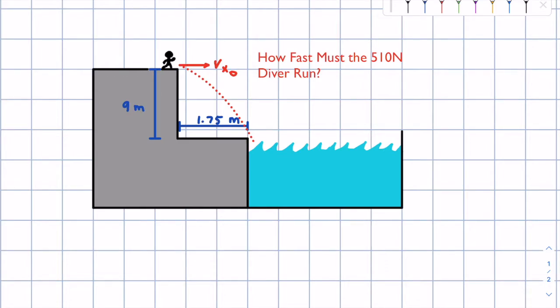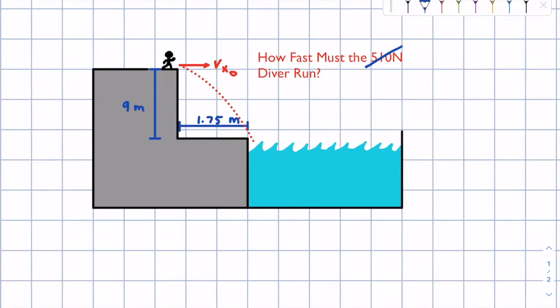Today we're going to be doing the running diver problem, which is described as such. How fast must the 510 Newton diver run? Well, for this problem, I'm actually going to give you a hint. They are tricking you. This 510 Newtons, the weight of the diver, we do not even need that. This 510 is a bunch of baloney. Don't believe me? Let me prove it to you.